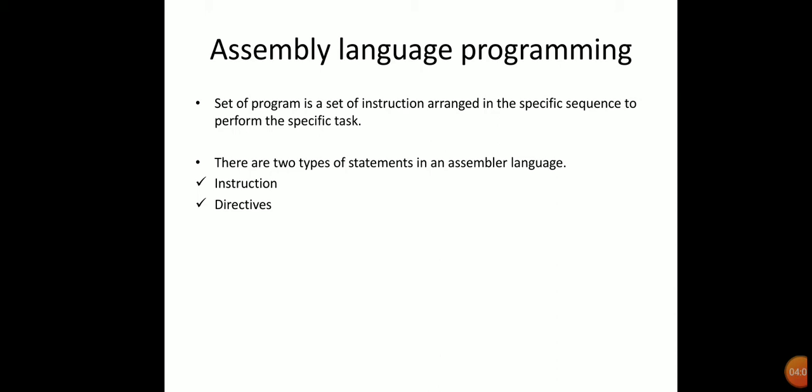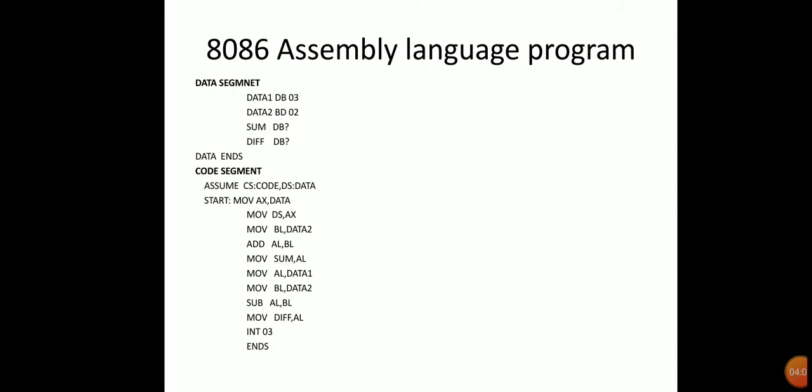We see the 8086 assembly language program structure. We need to write the program in two parts. The first part is the data segment. In this segment, we initialize the data variables, and then the code segment. We use different addressing modes and instruction sets to operate on the data segment variables.